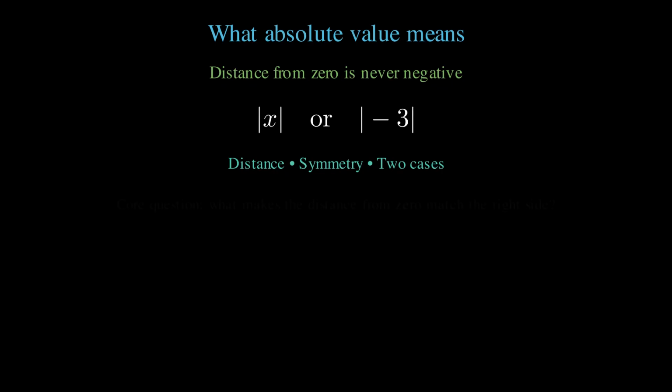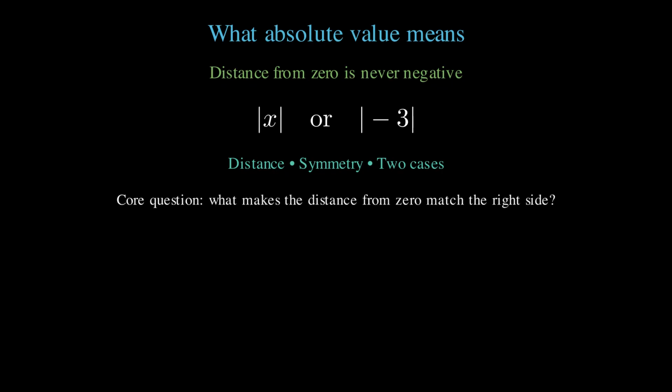When you're solving for x, you're really asking what inputs make the distance from 0 equal to the number on the right side. That framing helps you avoid mixing up signs and helps you see why two answers often appear.